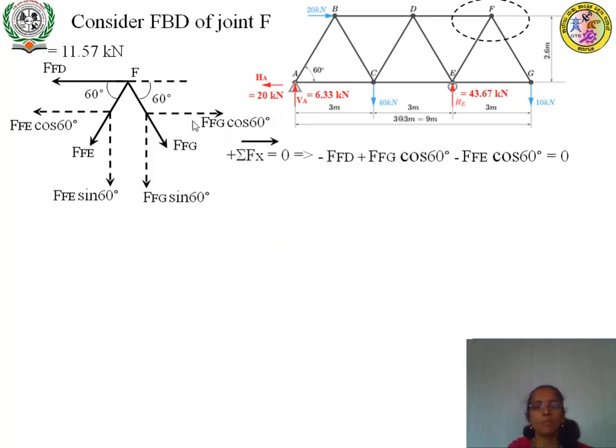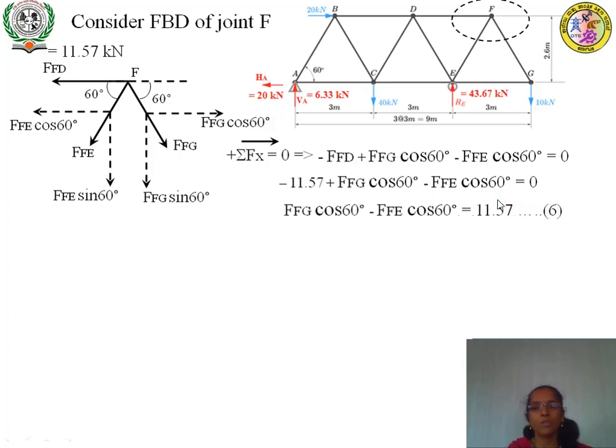So, which implies minus FFD minus FFG cos 60, and then plus minus FFE cos 60 and then plus FFG cos 60. Minus FFD plus FFG cos 60 minus FFE cos 60. So if you simplify it, minus 11.57 plus FFG cos 60 minus FFE cos 60. Therefore FFG cos 60 minus FFE cos 60 is equal to 11.57. You can take it as equation 6.